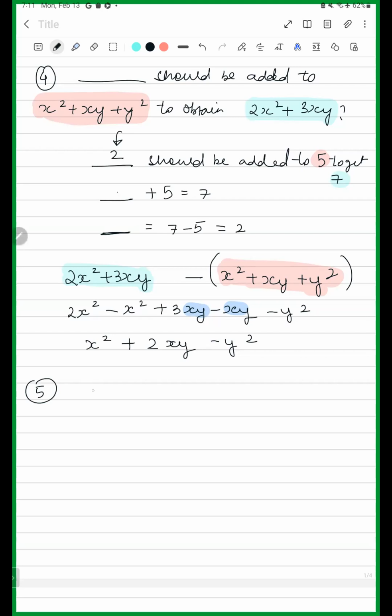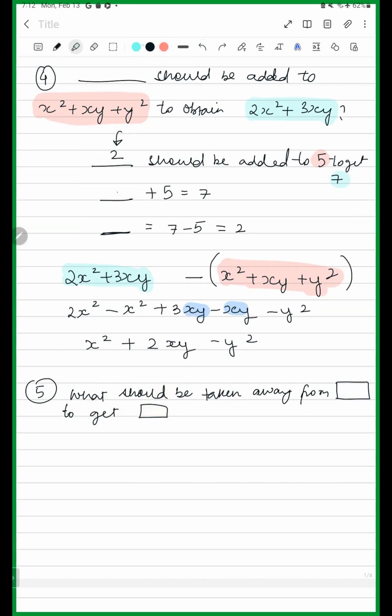Why? Look at the question carefully. It is saying what should be subtracted from this to get this. So subtracted from, or taken away, is the same thing. What should be taken away from something, some expression, to get the other expression. So this is the first expression and this is the second expression.